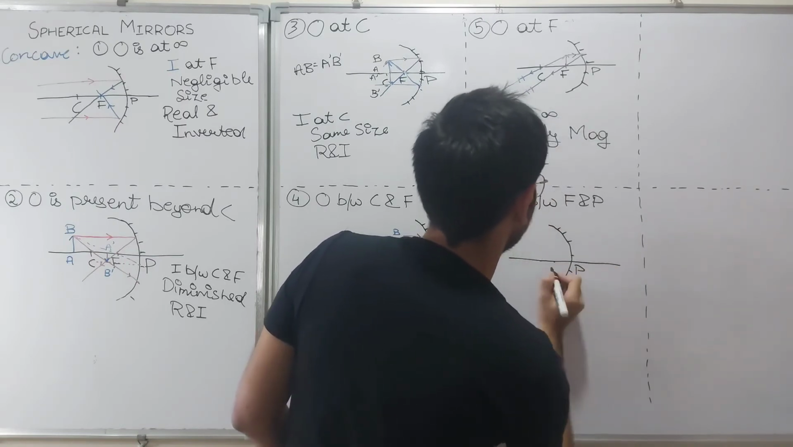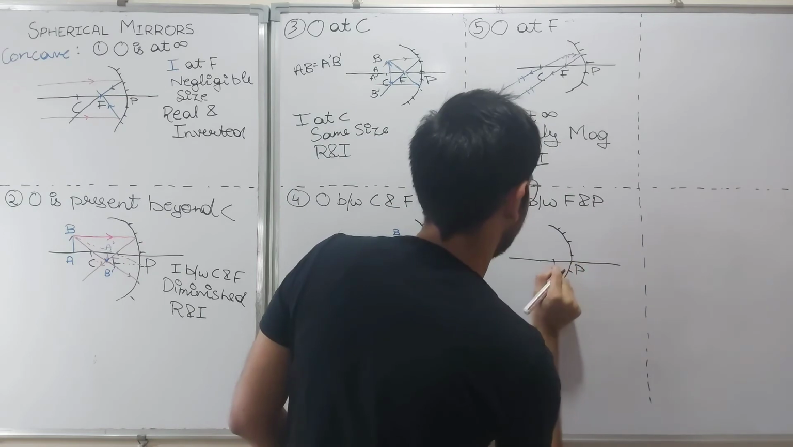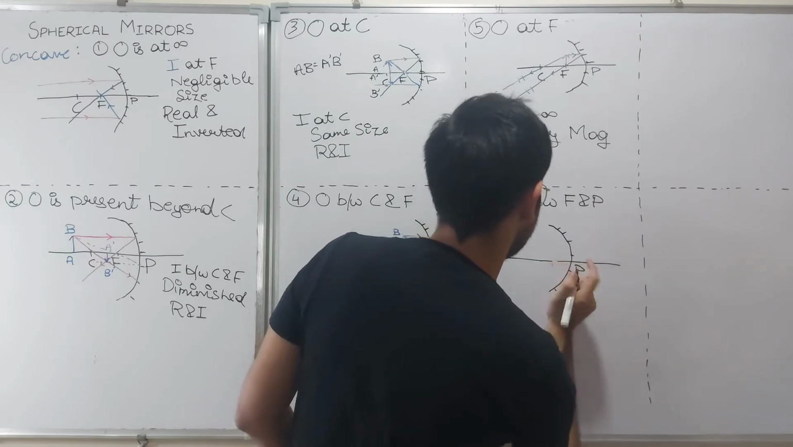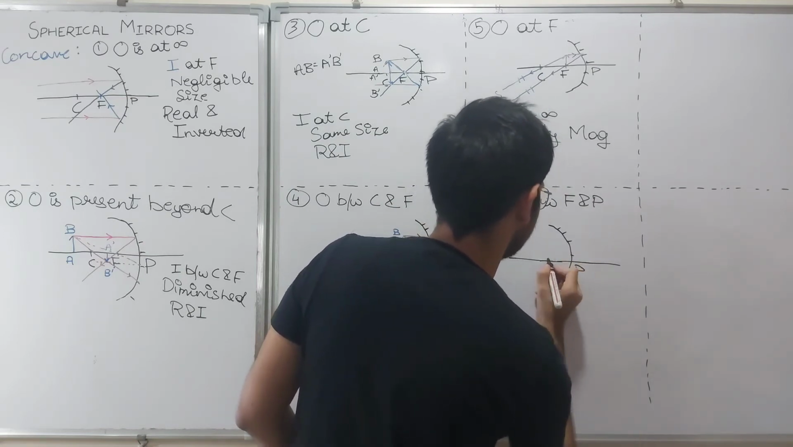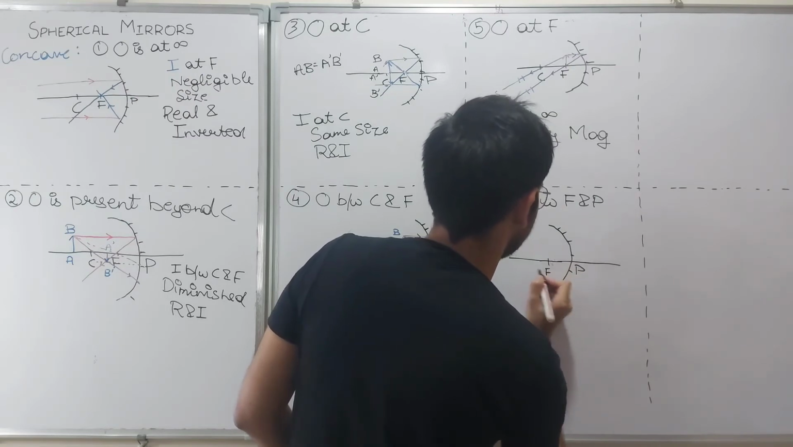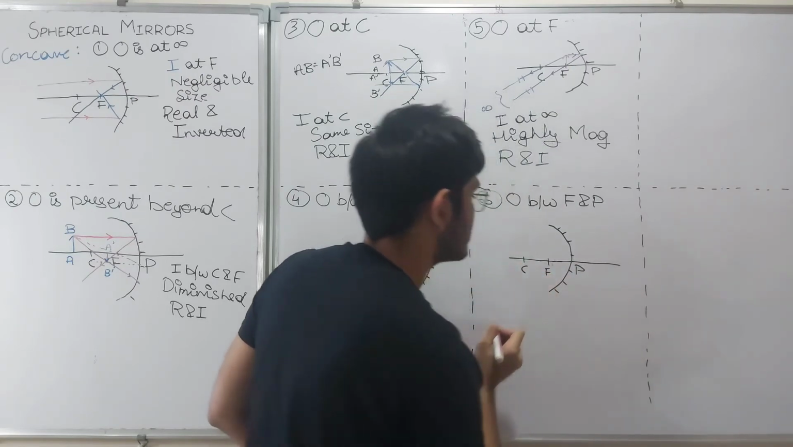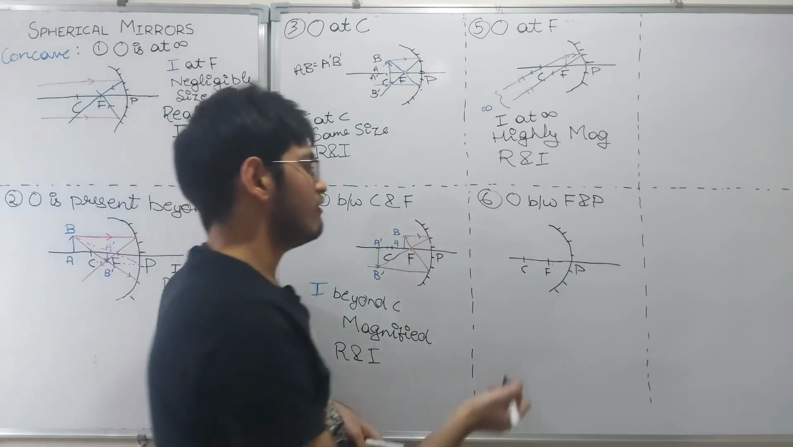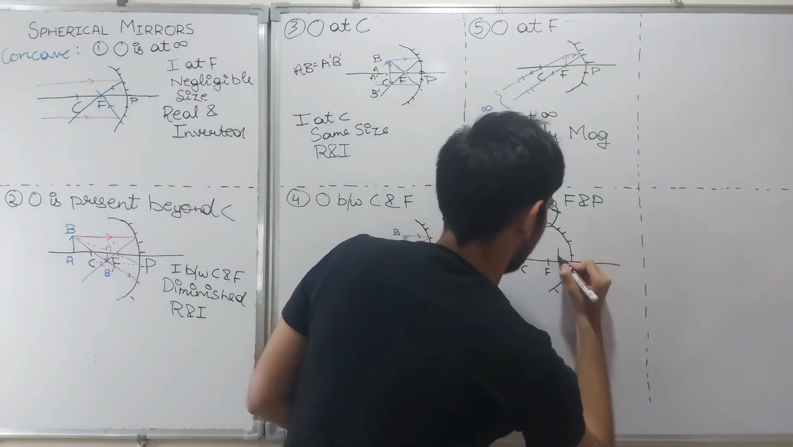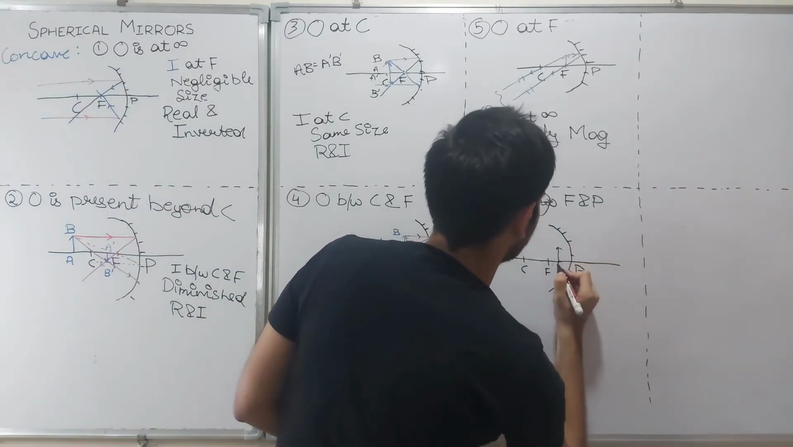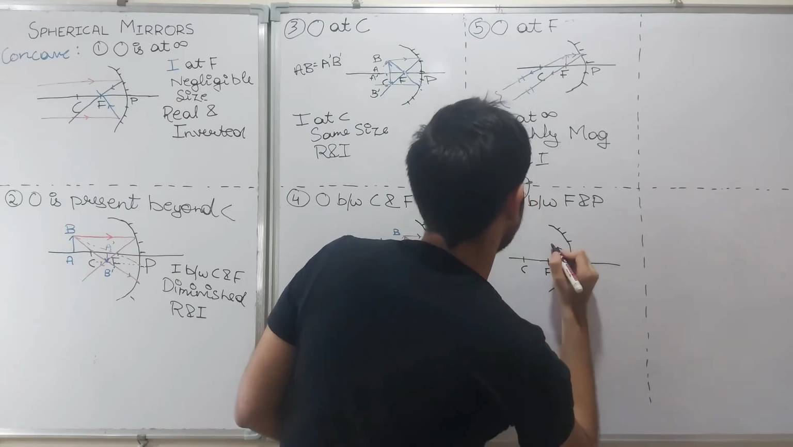This is the pole. Let me mark the focus at a larger distance, because we are just taking the object between the focus and the pole. This is the focus and this is the center of curvature. What will happen? This is our object. Let it be object AB.